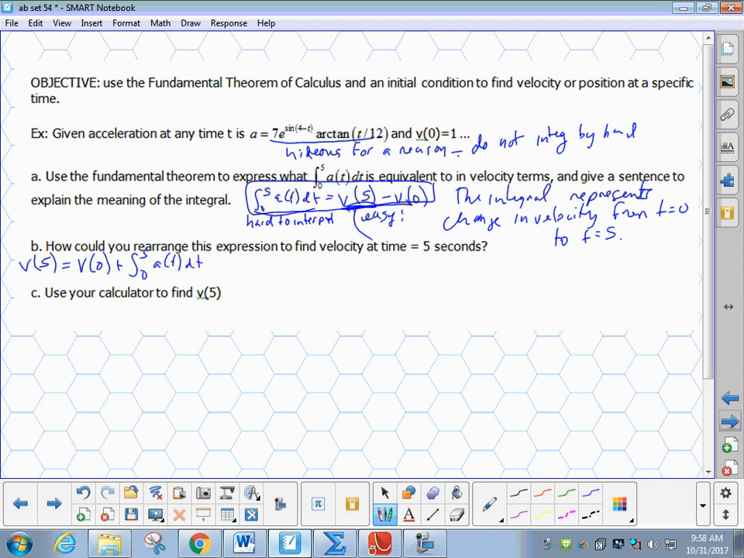Now, again, shooting for the moon, let's talk about what this means. It's a whole bunch of symbol pushing right now. It has meaning. What is it? Any velocity can be found by, what's this? Starting velocity plus, and what did we just say this is?